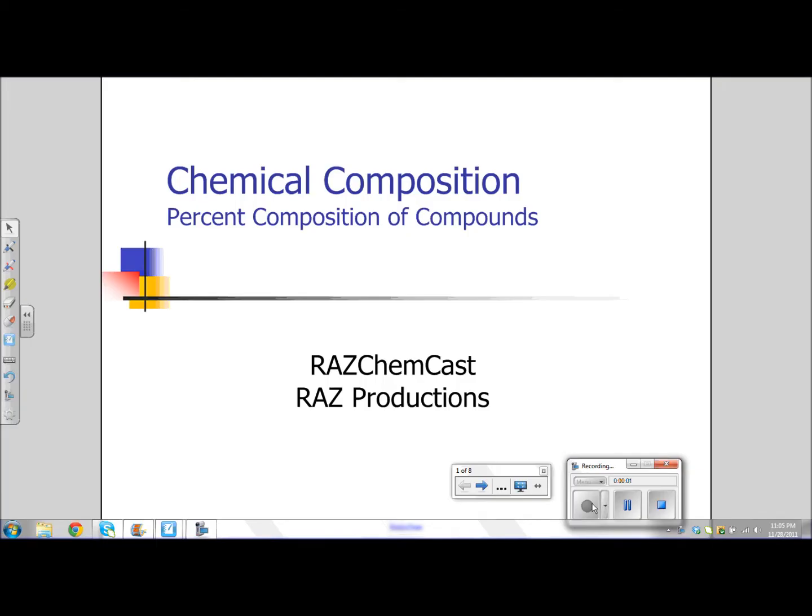So today I'm going to tell you about how to calculate the percent composition. In other words, we want to find out how much sodium, how much hydrogen, how much carbon, and how much oxygen are in this compound. We'll find out. We are going to focus today on percent composition.